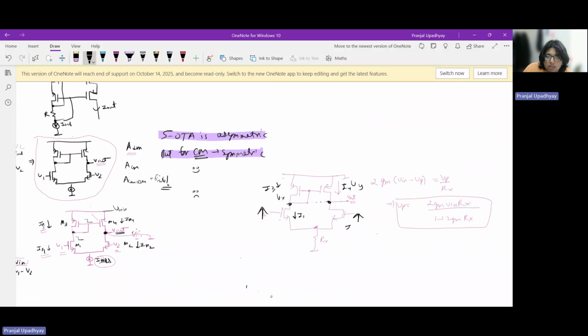So let us say that Vx is more than Vy. For this NMOS pair, what will it implicate? If Vx is more than Vy, what will it implicate for the NMOS pair? Which current will be more? I1 will be more than I3, or I2 will be more than I4, or there are combinations here with respect to the current magnitude. So what can we basically say?